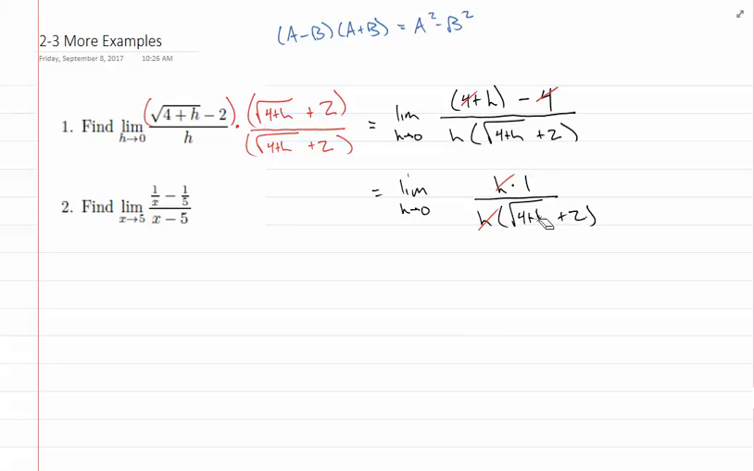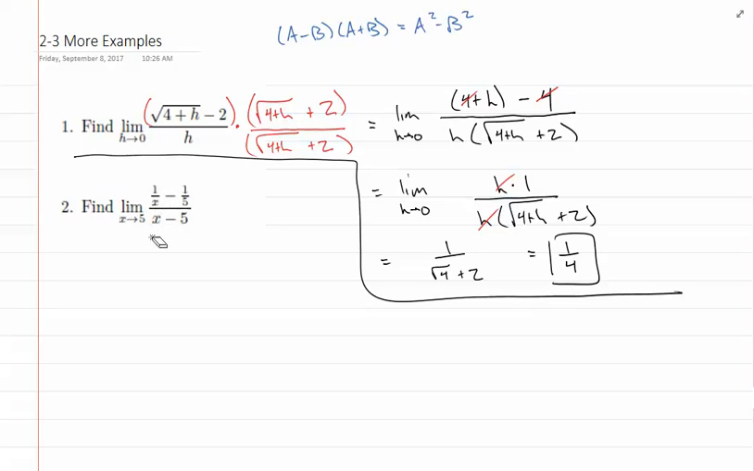And notice that at this point, if I want to take a limit as h goes to 0, I can just plug in h equals 0 and there's no problem here. So if you just plug in h equals 0, you'd have 1 over the square root of 4 plus 2. Of course, square root of 4 is 2. 2 plus 2 is 4. So the whole thing is equal to 1 over 4. Okay, so that is number 1.